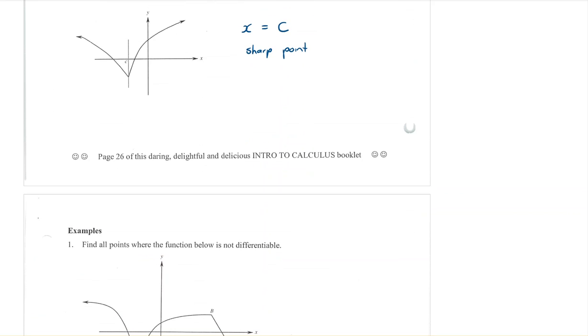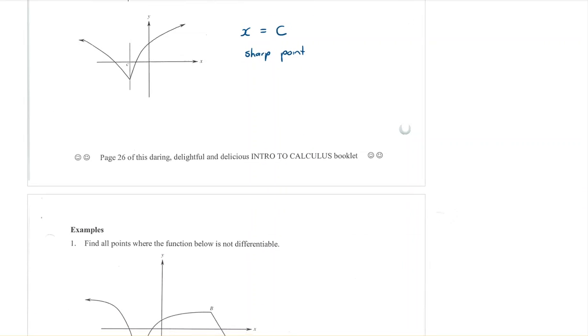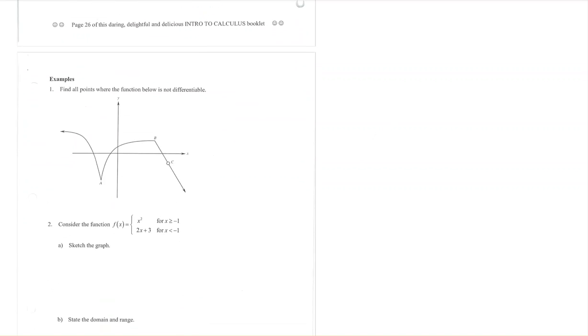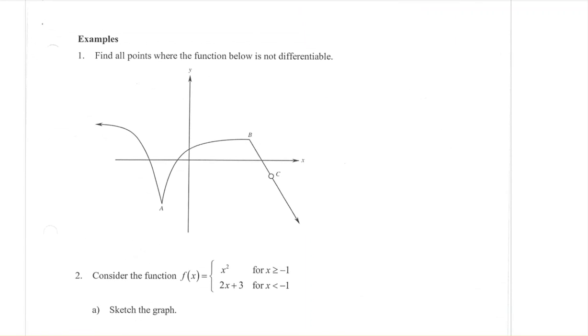Okay, so they weren't really kind of questions you're going to get. It's just kind of identifying what the different types of points are. Over the page is the kind of questions we need to do.